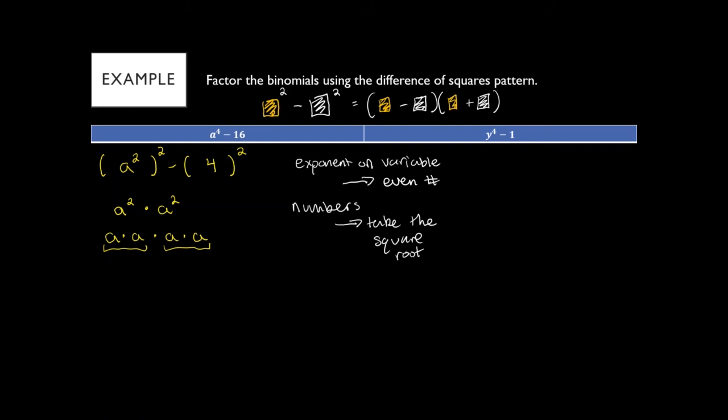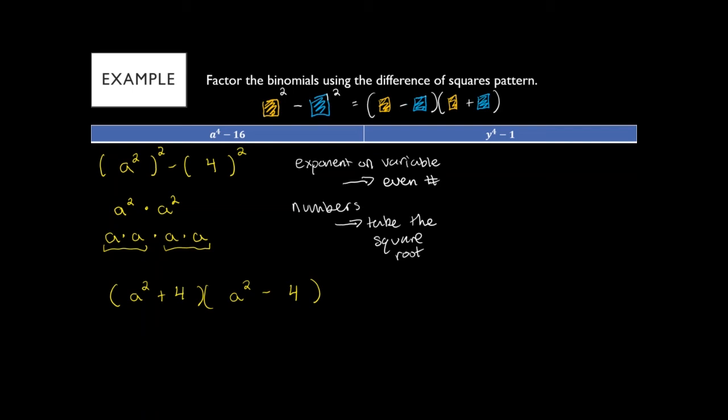So I've done that. I'm going to color code here so I can use the pattern. Now that I've shown what we've done, I'm going to put in the pattern. So I have a squared in the first set of parentheses, and then I have 4 in the second set of parentheses.